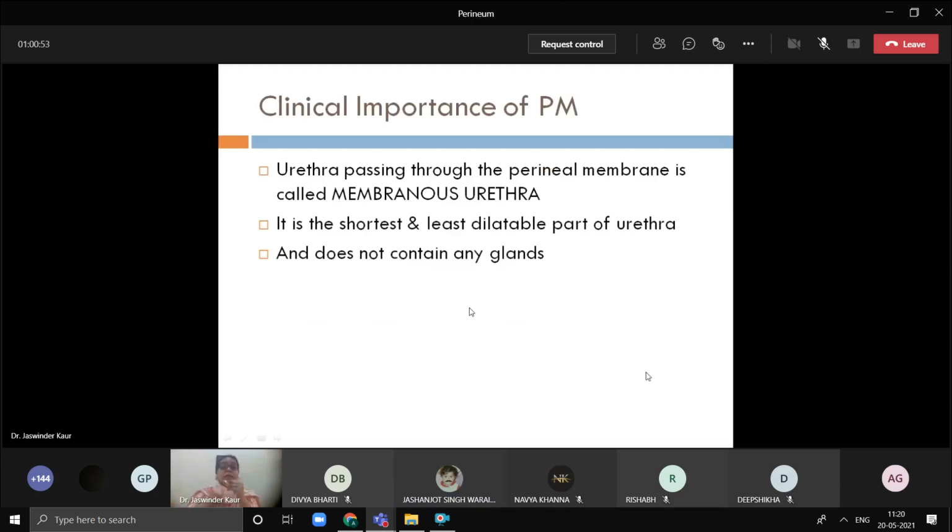Then what is the clinical importance of the perineal membrane? The urethra passing through the perineal membrane is called the membranous urethra, right? It is the shortest and least dilatable part of the urethra, and it does not contain any glands. So if you are doing catheterization of the urethra, you have to take care about the membranous part of the urethra, because it is the shortest and least dilatable part. So that is the importance of the perineal membrane.